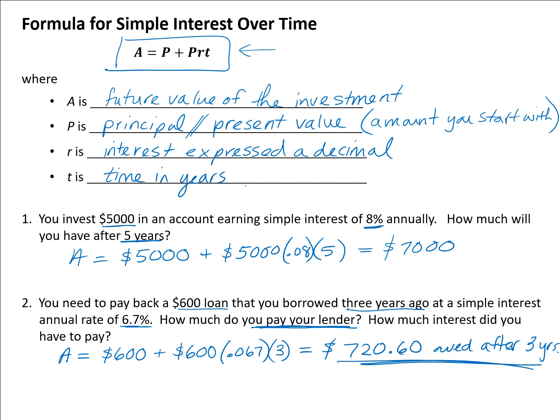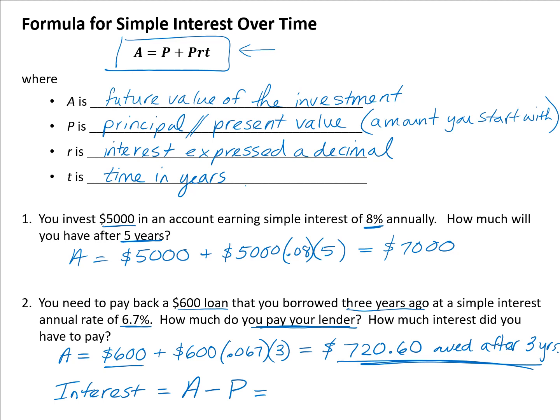Now, how much interest did you have to pay? Well, let's think about interest here. The 600 is what we started with. And so anything extra beyond the 600 would be what we're paying in interest, not just paying back the actual amount that we borrowed. So in fact, interest is always generally calculated by taking the total amount or the future value and subtracting what you started with. So A minus P.